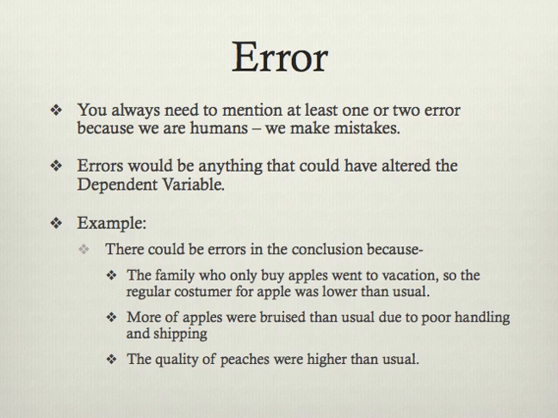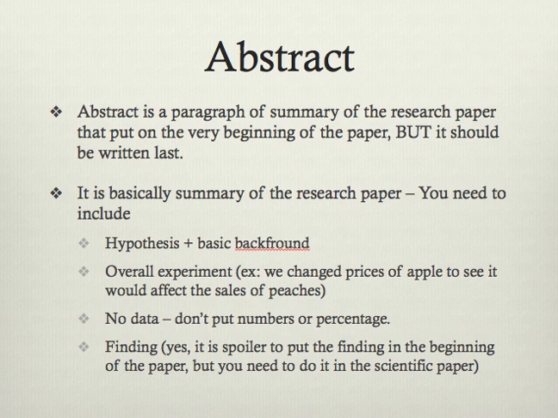That's why it is error and it cannot be fixed, right? You just have to put it in there. So whoever reading a paper can make their own judgment about if they're going to believe in this paper, this finding or not. Abstract. Abstract is a paper of summary of research paper that put on very beginning of paper. So it's before the introduction paper, but it should be written at last because it's summary of the research paper.